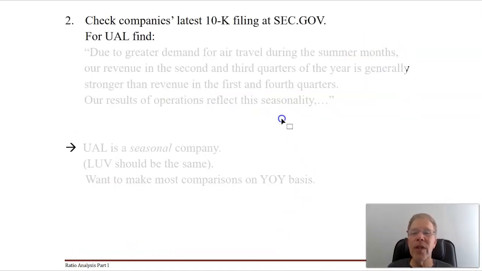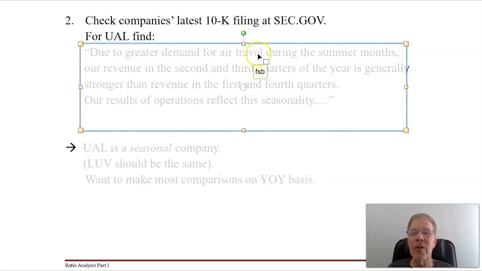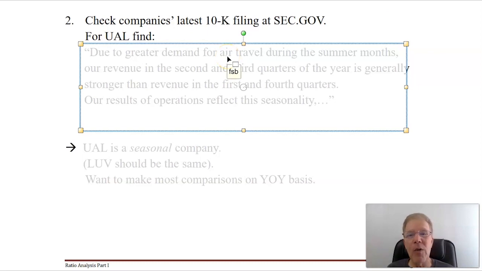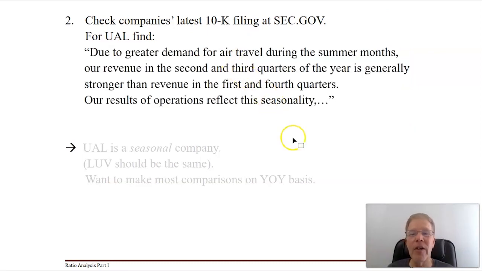Well, there's one thing that is awesome that you can do, and that's to go to sec.gov and find the company's latest financial filing, which is called a 10K. That's their latest annual filing. And for UAL, I've got a quote from their 10K filing that says this: due to greater demand for air travel during the summer months, our revenue in the second and third quarters of the year is generally stronger than our revenue in the first and fourth quarters. Our results of operations reflect this seasonality.